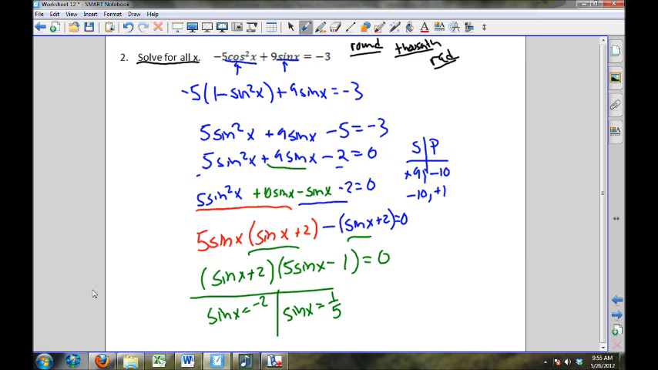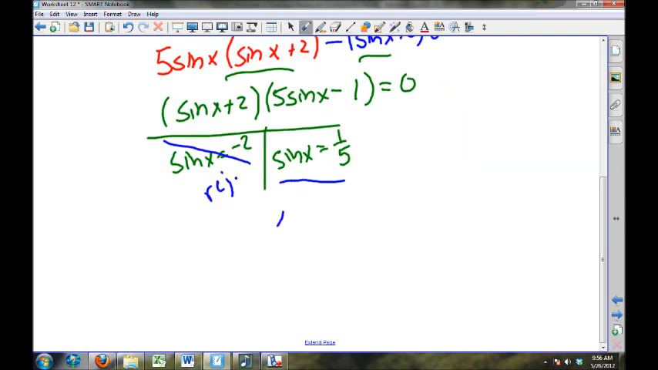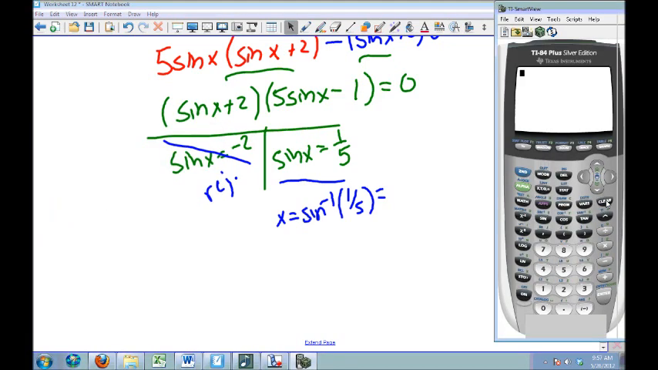Well, since the range of sine of x is from -1 to 1, -2 is out of its range, which just means it's rejected. So the only solution I have is this one. And when I solve that for x, I'm going to need more room. I get that x equals sine inverse of 1/5, which, if I want that value, I can go to my calculator. Since I was doing this in radians, I'm going to check my mode. I am in radian mode. If I was in degrees, I would change it. I'm going to type in sine inverse of 1/5. I get 0.201, which rounded to the nearest thousandth is 0.201.